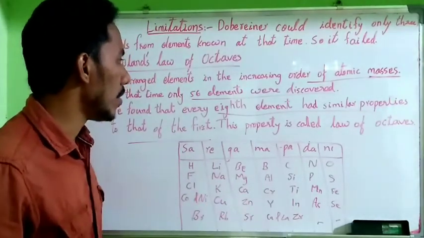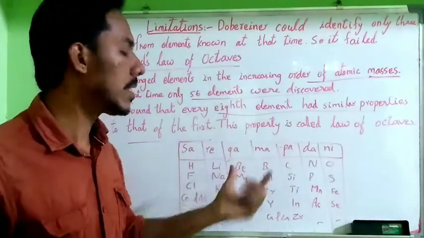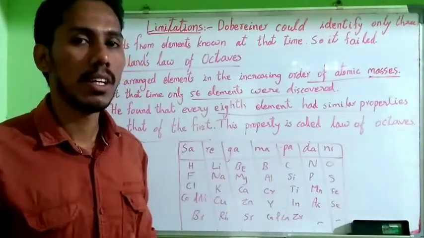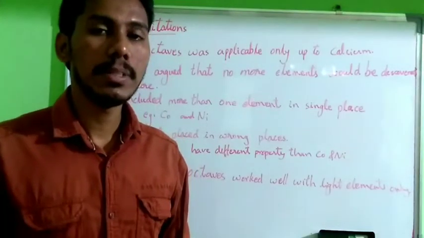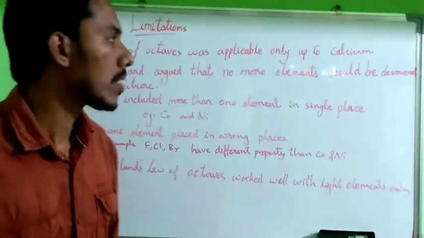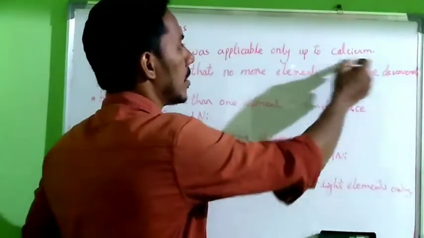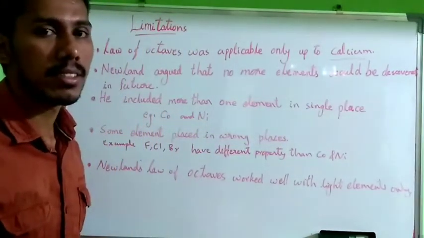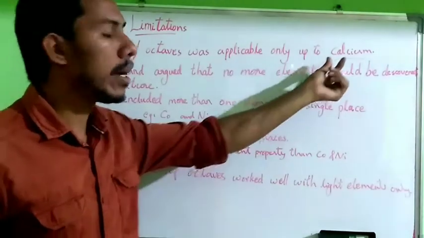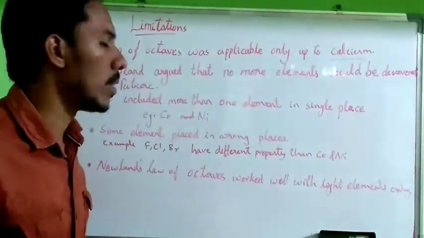Okay, we have to study these points. But in this classification, we can find some limitations. Limitations of Newlands' theory: the law of octaves was applicable only up to calcium. The repeated properties are visible only up to calcium. That is the first limitation of Newlands' theory.